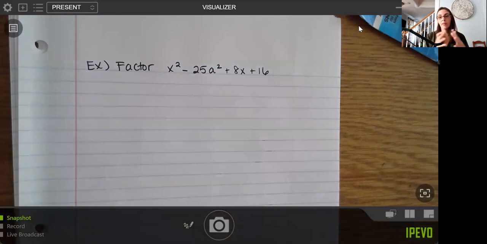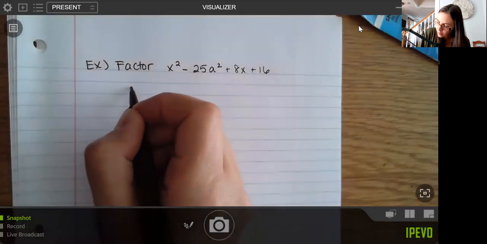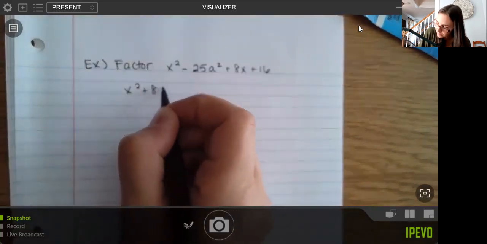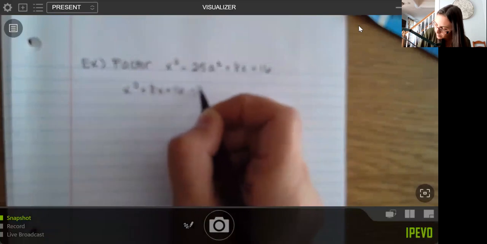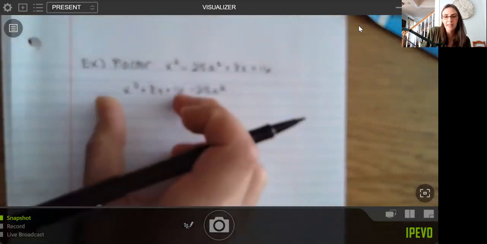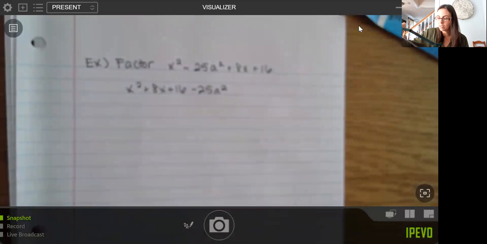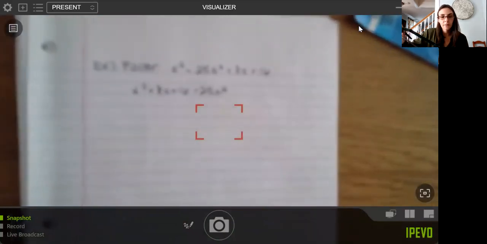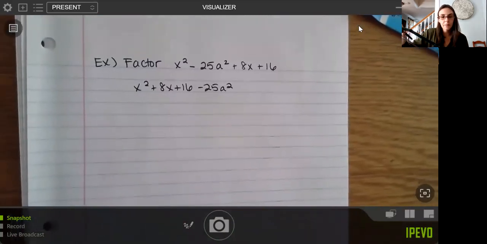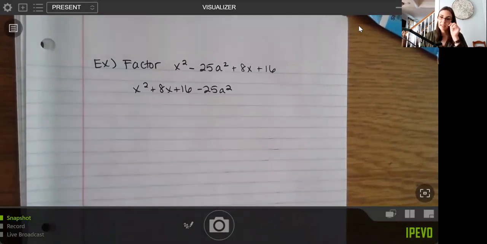So what you can do when you have a polynomial, particularly with 4 terms, is sometimes you may want to rearrange it to make the terms match up a little bit better. So one thing that we can do here is just rewrite this. I haven't changed the problem, but I'm putting the x stuff together, and then I'm putting the a stuff at the end. Now I'm going to look for an overall GCF, and I don't see one. That would be your first step here: try to factor out that overall GCF.